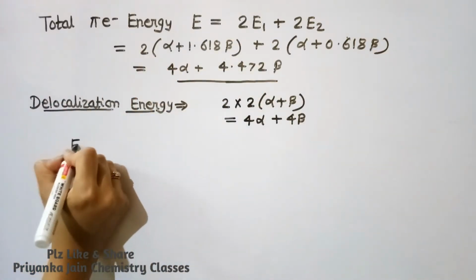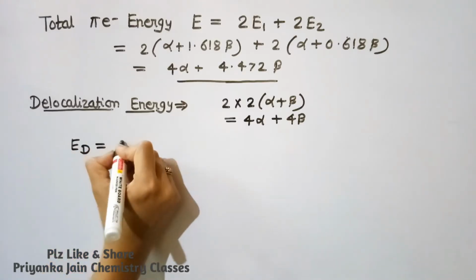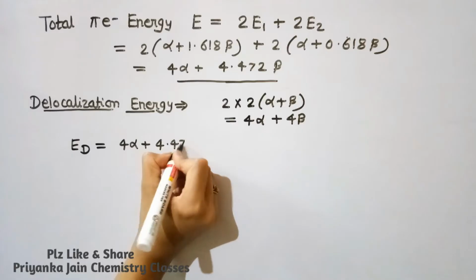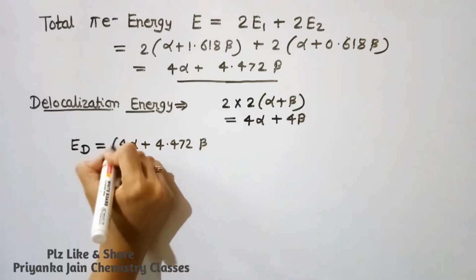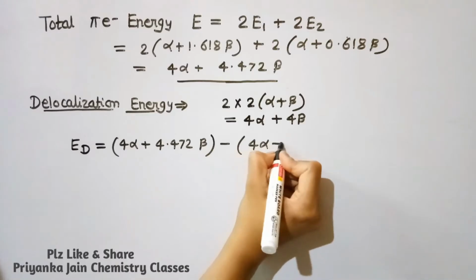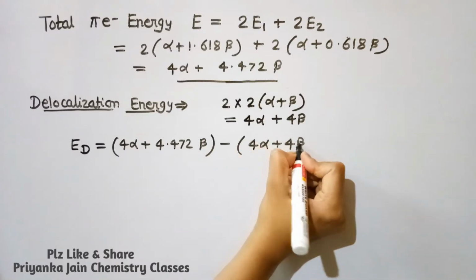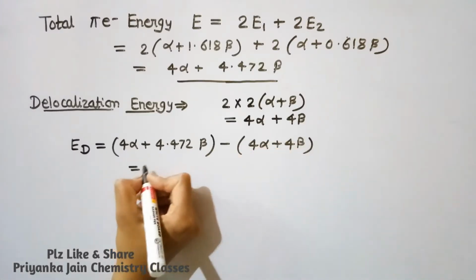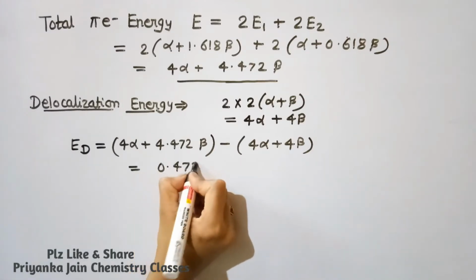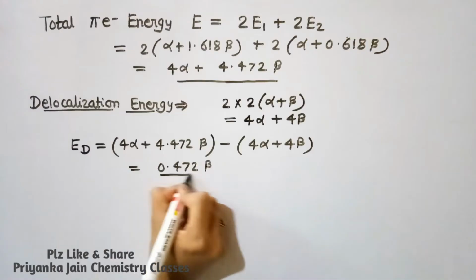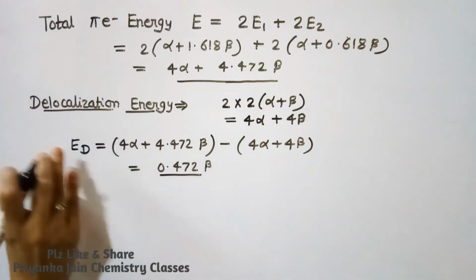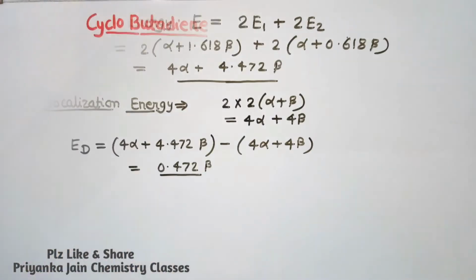So this delocalization energy will be equal to 4 alpha plus 4.472 beta minus this energy, 4 alpha plus 4 beta. So what we are getting here? This energy will be equal to 0.472 beta. It means there is somewhat delocalization energy present. So this molecule is a stable molecule.